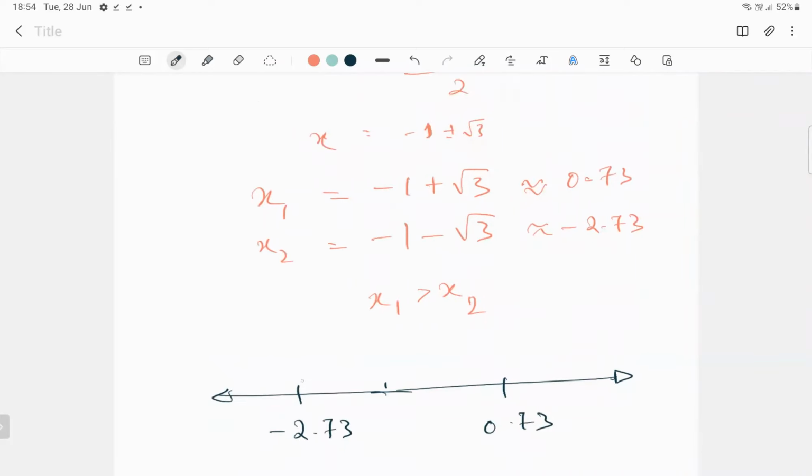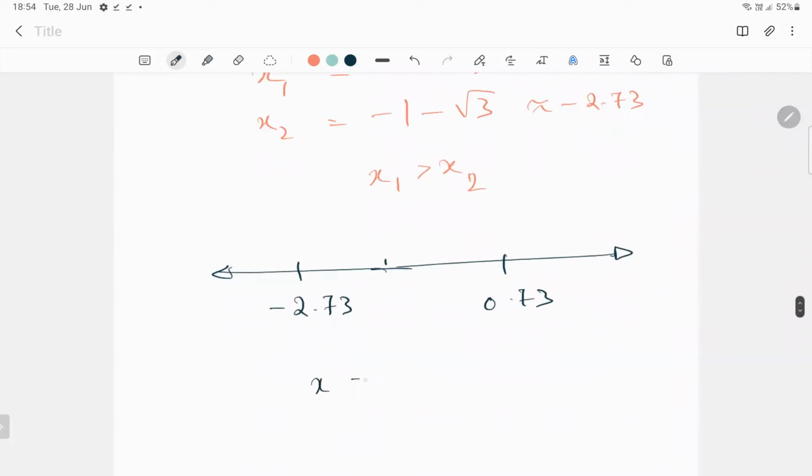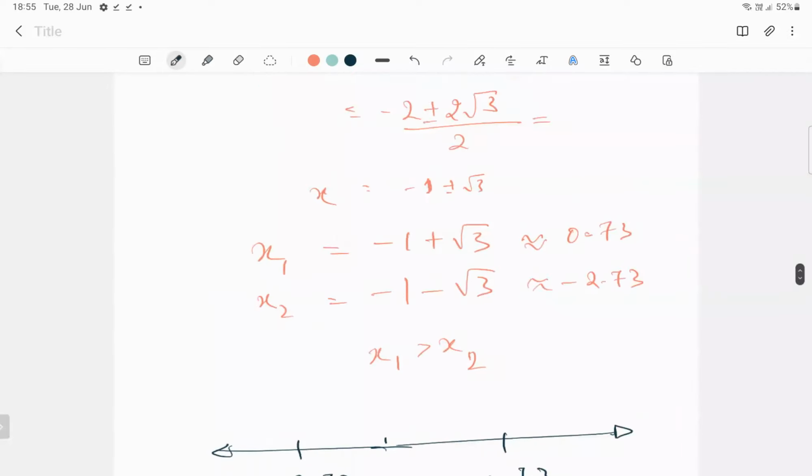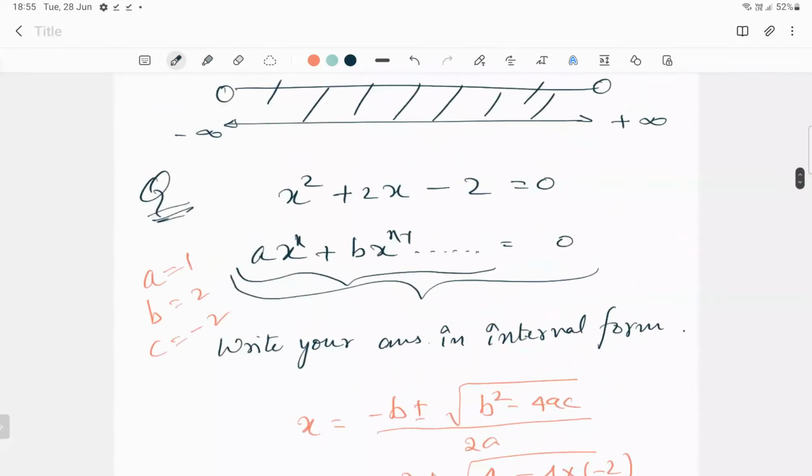In terms of interval, you can write your answer like this: x is equal to minus 2.73, 0.73. That means x is equal to this value and x is equal to this value, no value other than these. Yesterday I mentioned that inside curly brackets are literally only these values. That's why we write a set in curly braces. Now suppose instead of this I give you the greater than or equal sign.